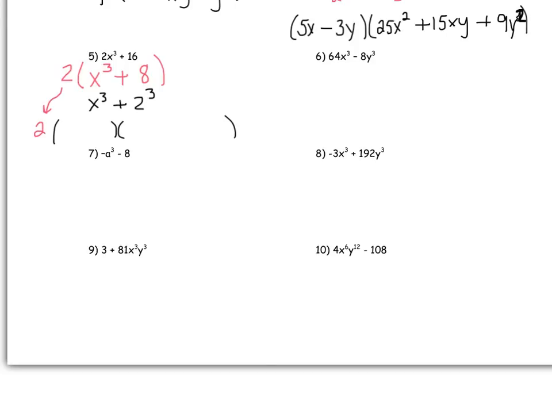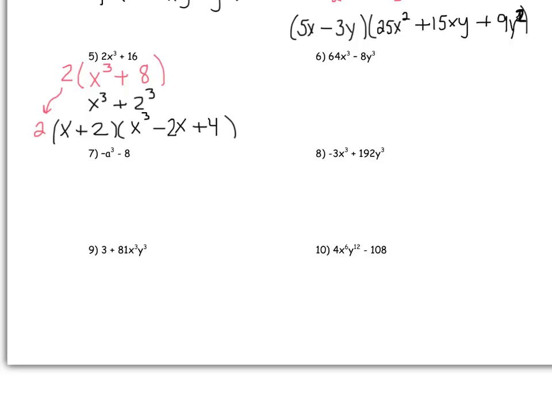So remember, the sign is going to be the same, opposite, always positive. So what goes here and here? You should be saying a and b. So x and 2. What goes here is a squared, so x squared. What goes in the middle term is a times b, so 2 times x, which is 2x. And the last term is b squared, so 2 squared, which is 4. Okay, that's it for that one.